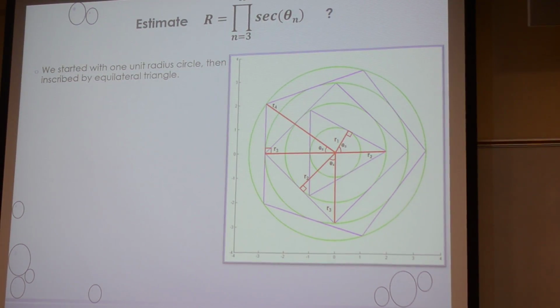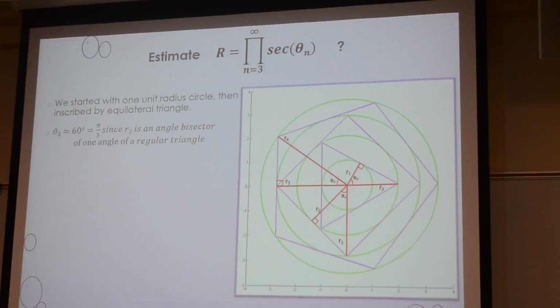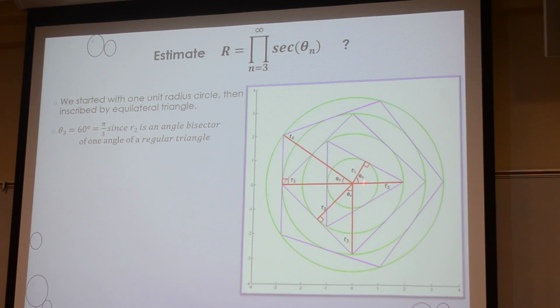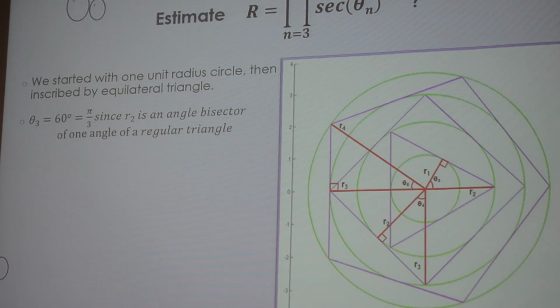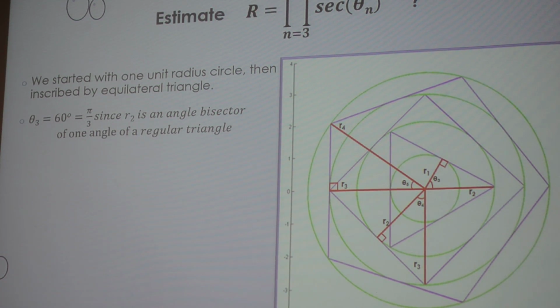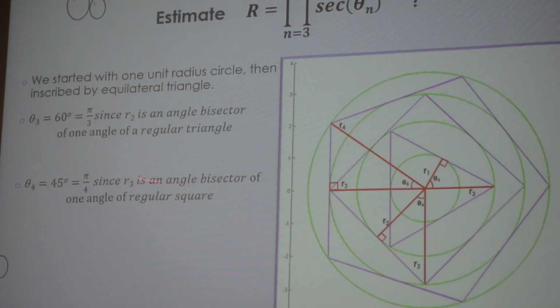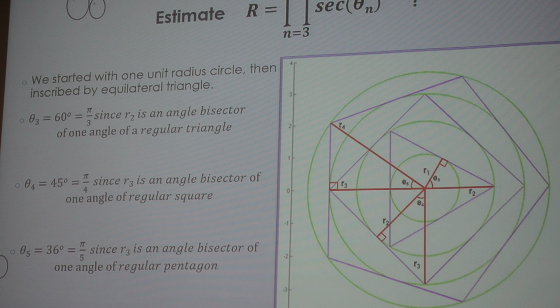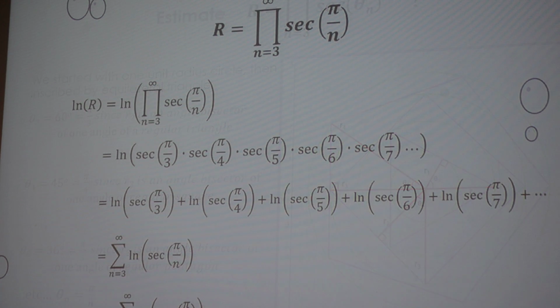We're going to start with a 1 unit radius circle and then inscribe the equilateral triangle. So the angle 3 right here, which is 60 degrees, that means it's pi over 3, since R2 is the angle bisector of the one angle of the regular triangle. And the next one, which is angle 4, equals 45 degrees, which is pi over 4. Same thing for angle 5, it's going to be pi over 5. So angle n will equal pi over n.